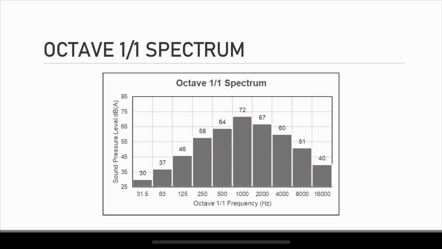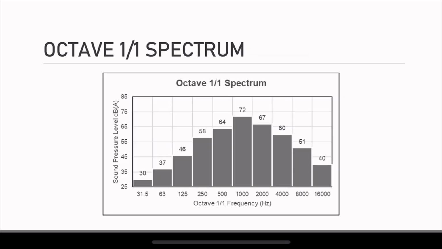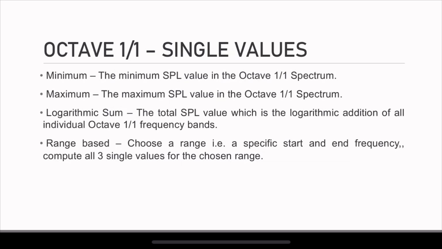So now what are the single values that we can find from this octave band? The first is a minimum. What is the minimum sound pressure level in the particular octave spectrum? Then the next is the maximum. Right now it's pretty easy to see here, but as the resolution gets higher, it might be more tedious and you need software to do it for you as quickly as possible. The third is the logarithmic addition. You want to find the total sound pressure level by adding all the individual octave bands logarithmically. And the final is range based, so you perform all three single value computations, minimum, maximum, and the addition, but not for the entire range, but for a chosen range.